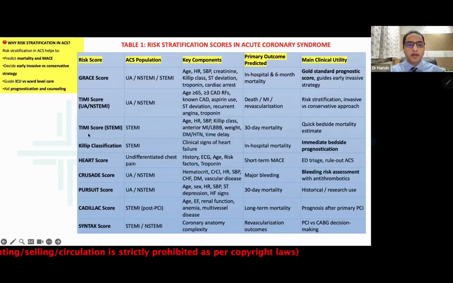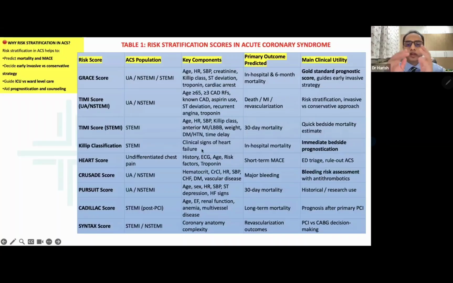Like that we have the TIMI STEMI risk score also. It tells about 30-day mortality. It is a quick bedside mortality indicator. The Killip classification is mainly for STEMI, based on clinical signs of heart failure. Based on that we have the categorization of Killip, so we can get in-hospital mortality. It is another immediate bedside prognosticating indicator.